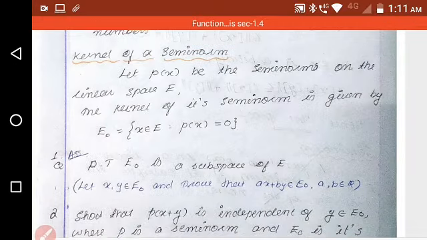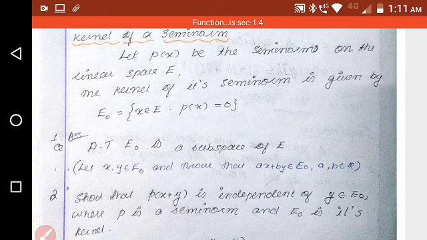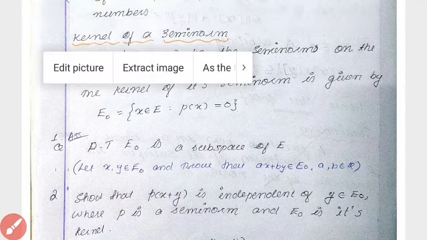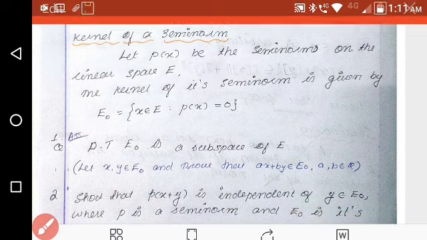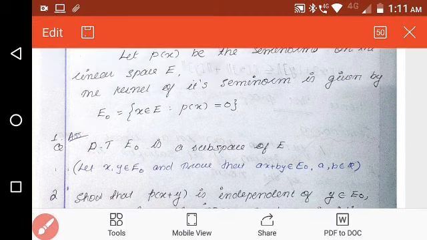the kernel of the semi-norm is defined by E naught, which is equal to the set of all x belongs to capital E such that P of x equal to 0. As we know about the kernel, it is the set of all values for which the function is equal to 0. But here, since we are defining the function as semi-norm, it is the kernel of the semi-norm.